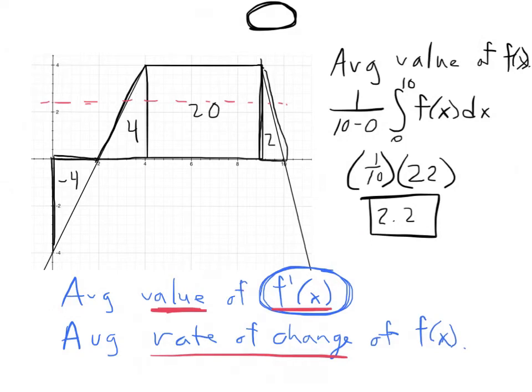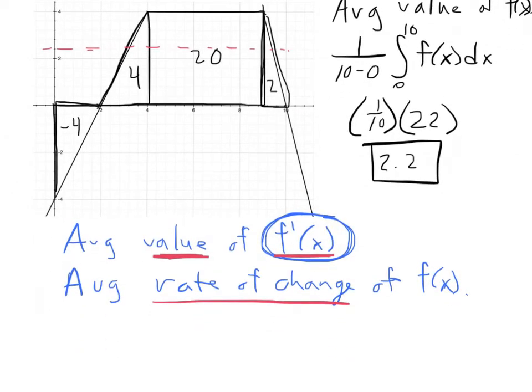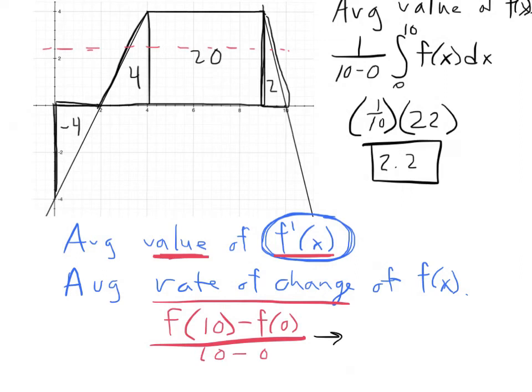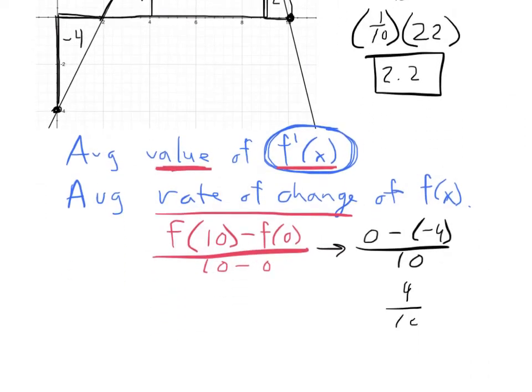We find the average rate of change of something by looking at f of 10 minus f of 0 over 10 minus 0. If you look at your graph, f of 10 is 0. f of 0 is negative 4, divided by 10. So this ends up being 4 over 10, which is 0.4. So the average value of the derivative function is 0.4. Even though we didn't have the derivative function, we were able to come up with the average value of that thing by looking at it as the rate of change.